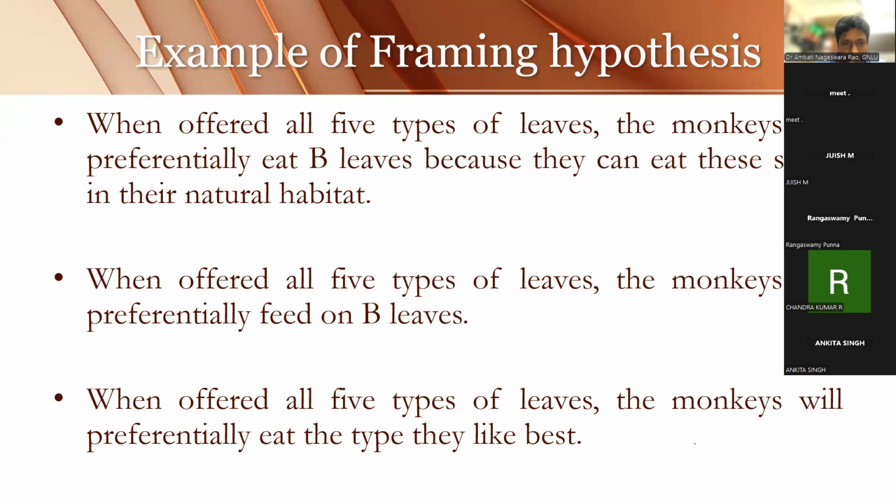Coming to the third one: when offered all 5 types of leaves, the monkeys will preferentially eat the type they like the best. Here, it is completely vague.